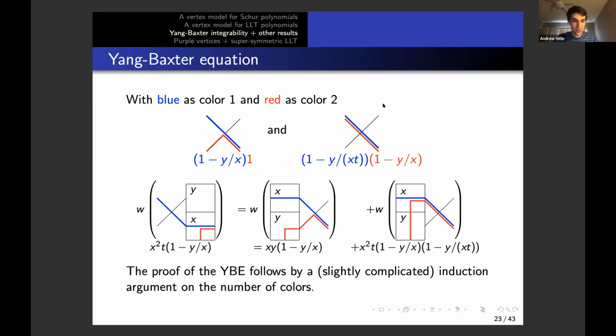Okay, and then the Yang-Baxter equation, one of the things it says is that if I assign these boundary conditions on the left-hand side and the right-hand side, and then sum over all valid configurations, I should get an equality. And you can check that indeed these two things equal each other. So I won't go through the proof of the Yang-Baxter equation. It's pretty complicated, but there's some induction argument that you can do on the number of colors.